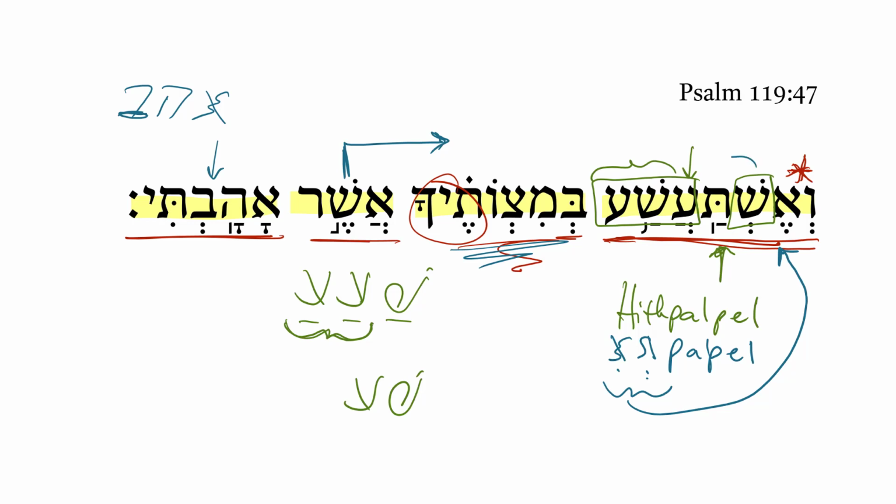But you'll notice the tav and the shin have been switched. This is also normal in the hitpael whenever the tav butts up against a sibilant letter, that they will switch places. So you've got all kinds of mess going on here morphologically, but what you have is a hitpalpel, which functions like a hitpael, of the root sha'ah, and that root means to take delight in. And so what we have is, I will take delight in your commandments, which I love.